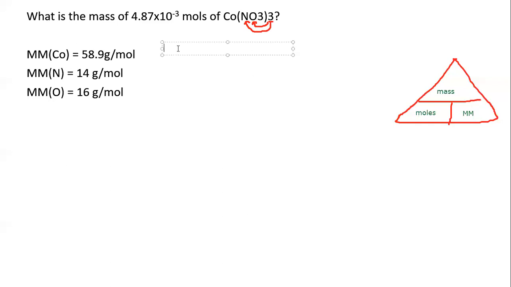And so the molar mass of cobalt 3 nitrate, we have 1 cobalt, 58.9. Now that 3 there means we have 3 nitrogens. So 3 times 14 plus 3 times 3 makes it 9, so 9 times 60. So now we add up the individual components and we'll get the molar mass of this compound.